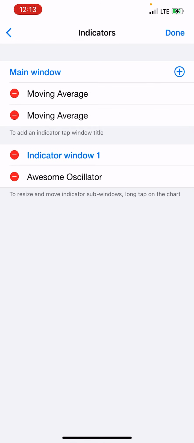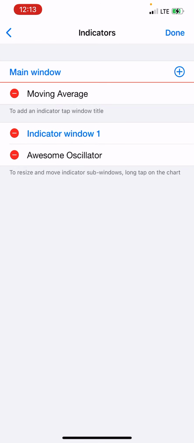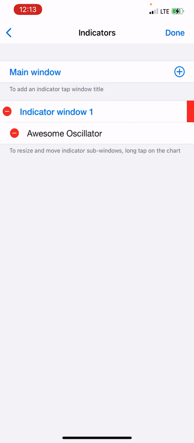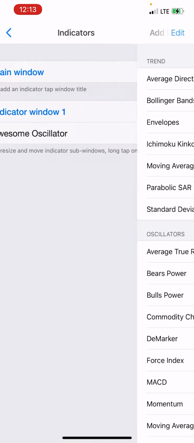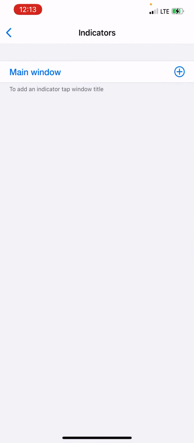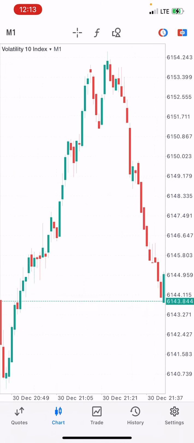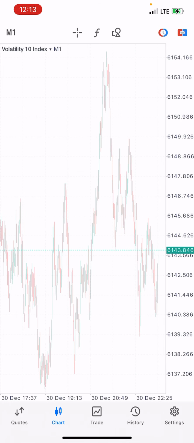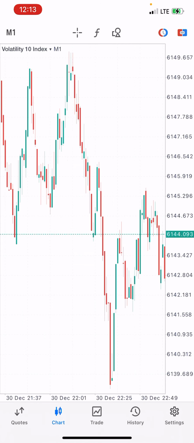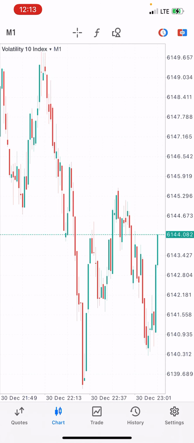I'm going to delete all the indicators that are here. So you see guys, I just cleared my chart. So you set your zoom level. First thing you need to do, set your zoom level to the third zoom level.